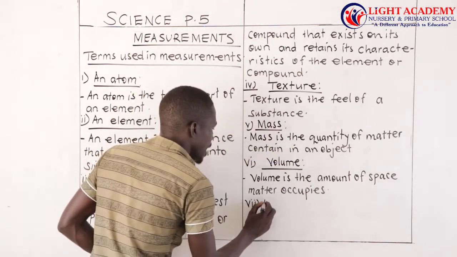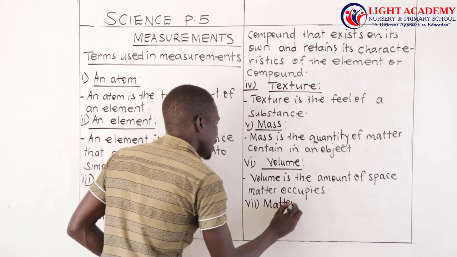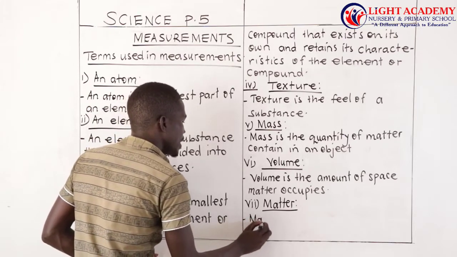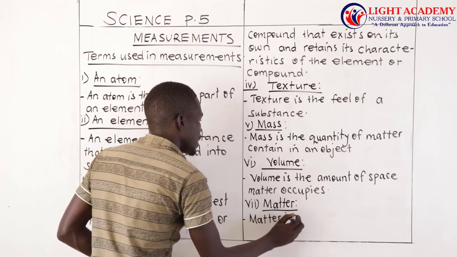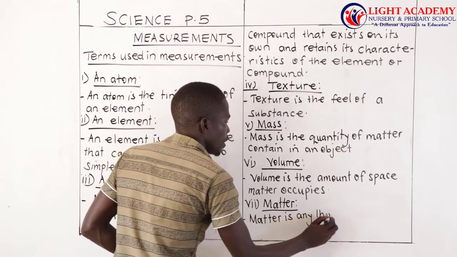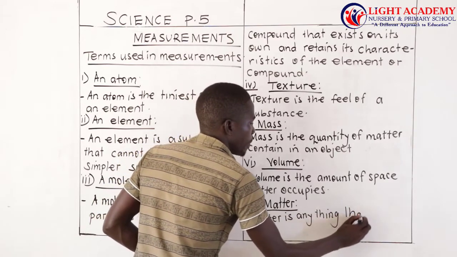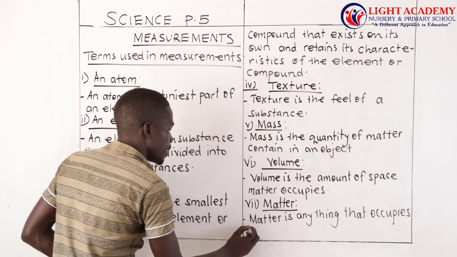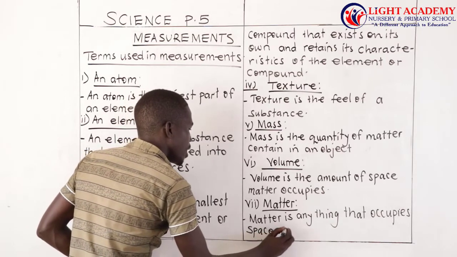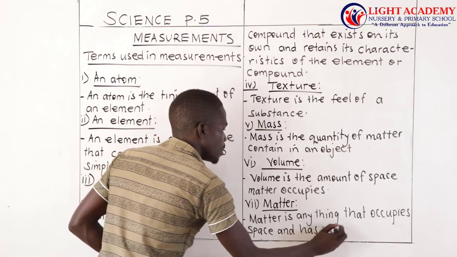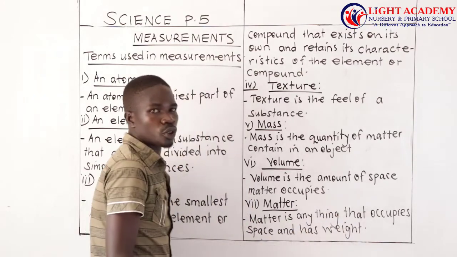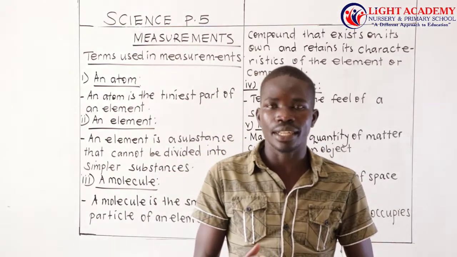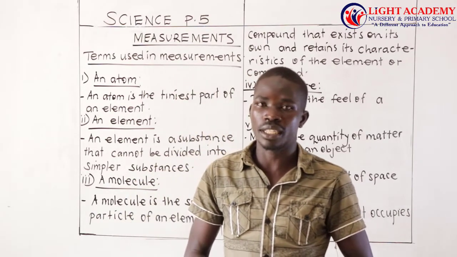I've said under measurements we must understand these parts. If somebody says what is matter? Matter is anything that occupies space and has weight. That is what we call matter. So anything that occupies space and has weight, we call it matter.